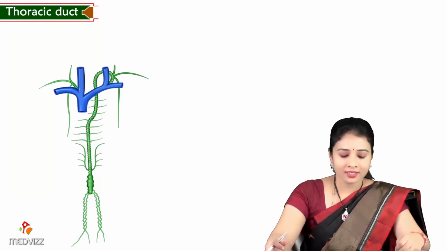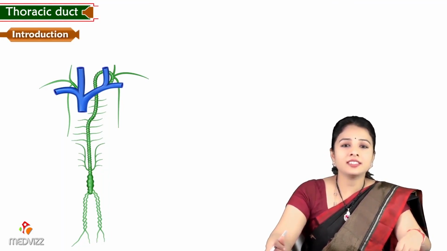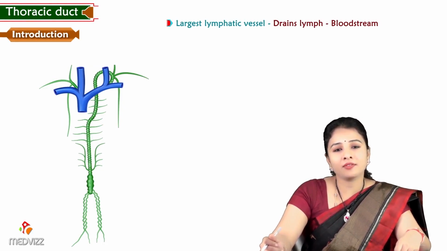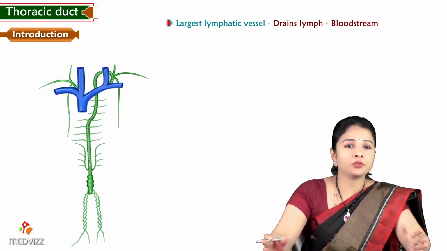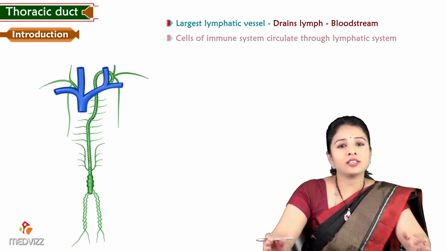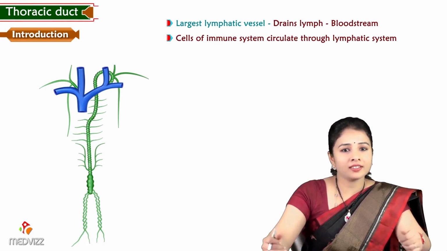Dear students, now the present topic is on thoracic duct. Thoracic duct is the largest lymphatic vessel which drains the lymph from most of the body into the bloodstream. So the cells of the immune system circulate through the lymphatic system. So it is part of the immune system.